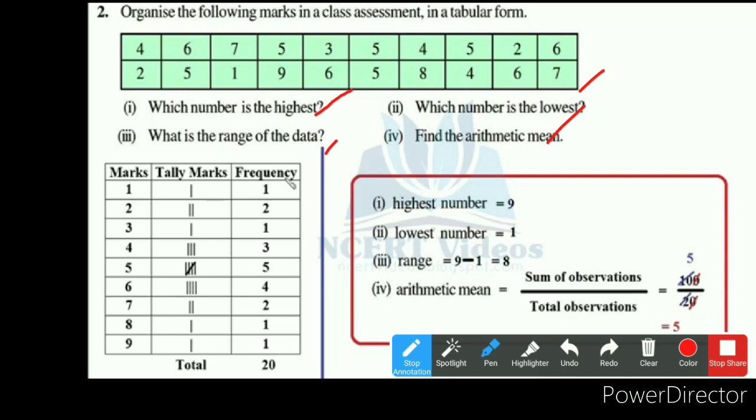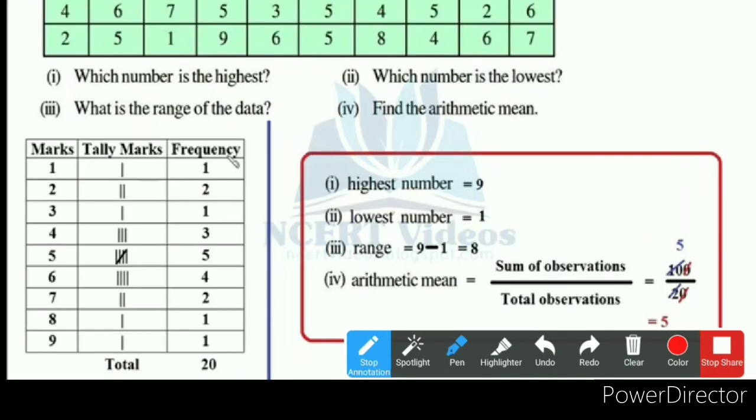First one, which number is the highest? Here we have arranged in the ascending order, so 9 is the highest score. Next, which number is the lowest? 1 is the lowest mark. Highest number is 9, lowest number is 1. Next, range. We know the formula: highest score minus lowest score, that is 9 minus 1 equal to 8 is the range of this data.